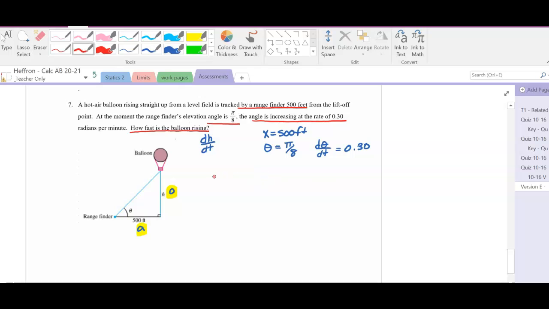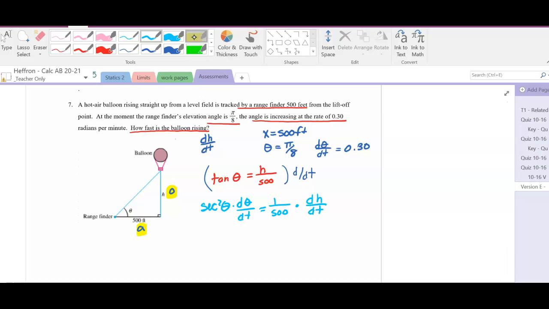So my base equation is tangent of theta equals opposite, which is h, over adjacent, which is 500, and that's a constant. Now I'll take my derivative with respect to time, and I'll have the derivative of tangent is secant squared theta times d theta/dt equals, well, the derivative of h over 500 will be 1 over 500, that's the constant, times dh/dt. And this dh/dt is the thing I want.